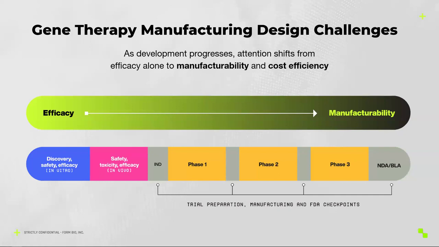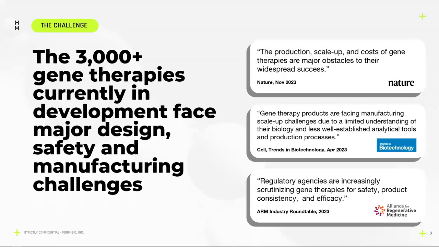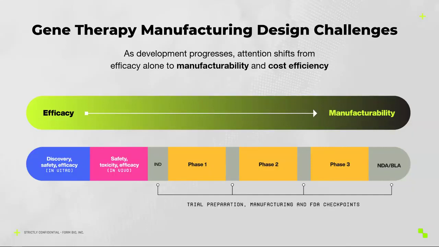So when we think about some of the design challenges that we face during gene therapy, and when we address some of these issues, typically we note that in the earlier stages, the discovery stages, we think about efficacy. That's where the main focus is. And as we move towards the later stages of IND and clinical development, we think about how we can scale this up. And that's where the manufacturability comes into play.